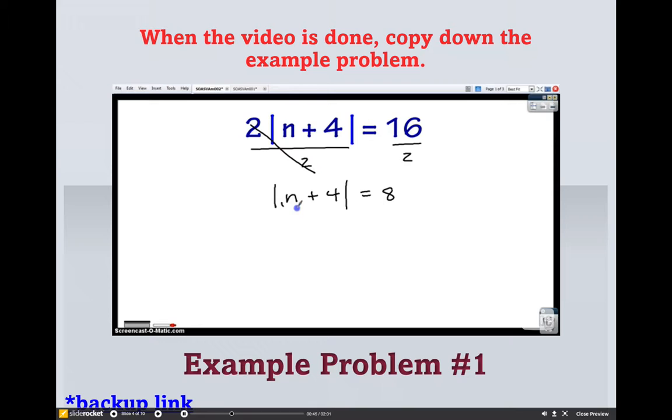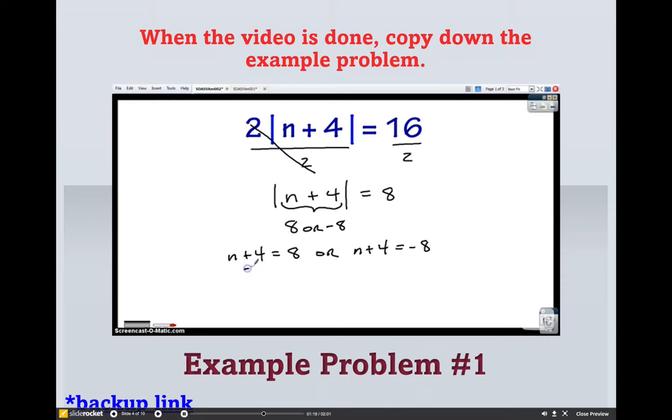Once again, we look at what's inside the absolute value. And what we're thinking about is, what do we want all this to turn into? Well, we want it to turn into an 8, because when we take the absolute value of 8, we get 8. Or we want it to turn into negative 8, because the absolute value of negative 8 is still 8. So I basically make two equations. We get n plus 4. We need it to turn into 8, or we need that n plus 4 to turn into a negative 8.